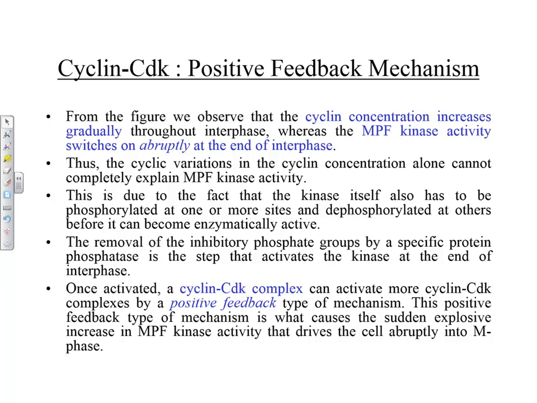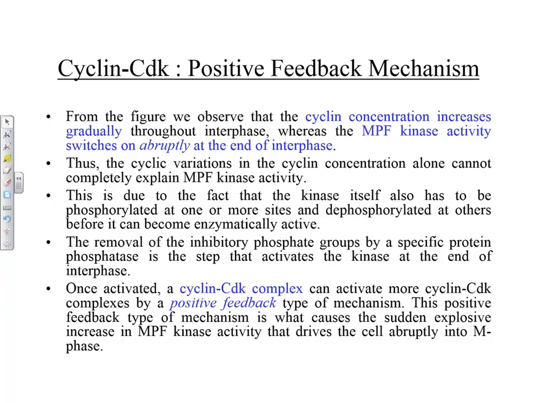This is due to the fact that this kinase itself, the cyclin-dependent kinase, has to be phosphorylated at one or more sites and dephosphorylated at others. So the phosphorylation will be carried out by some other kinases, okay? And the dephosphorylation will be carried out by some phosphatases, all right? So this has to happen before it can become enzymatically active, right? And the removal of the inhibitory phosphate groups by a specific protein phosphatase is the step which will activate the kinase at the end of interphase, right?